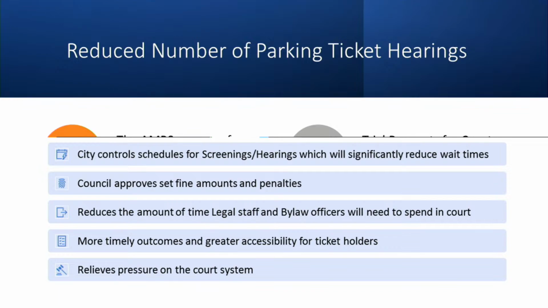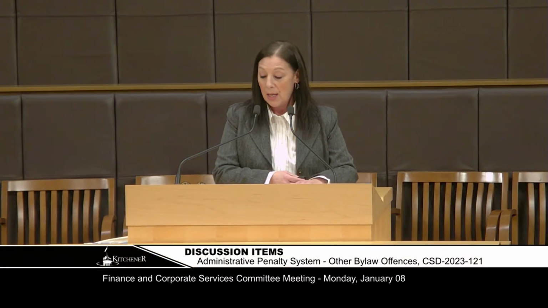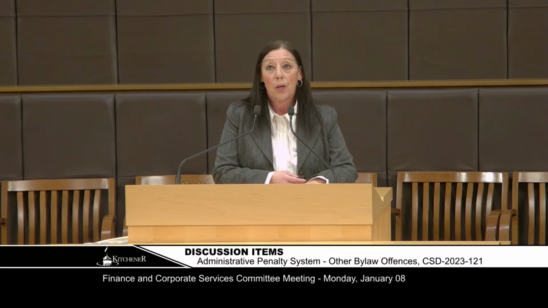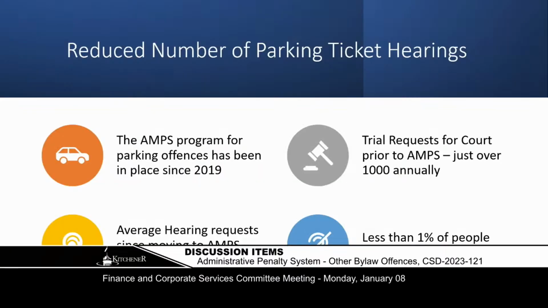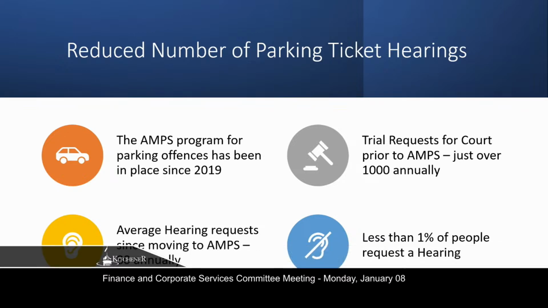So prior to 2019, we were in the court system for parking offenses. In 2019 is when we developed our AMPS program for parking, which we currently use. Our trial requests for court prior to the AMPS program was we would receive just over 1,000 trial requests a year. Since implementing AMPS, our average hearing requests are approximately 80 a year. So you can see that's less than 1% of people are requesting a hearing. So people are satisfied at the screening stage and are getting out of it what they want.